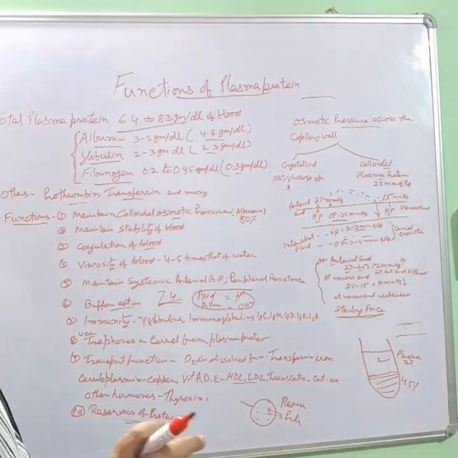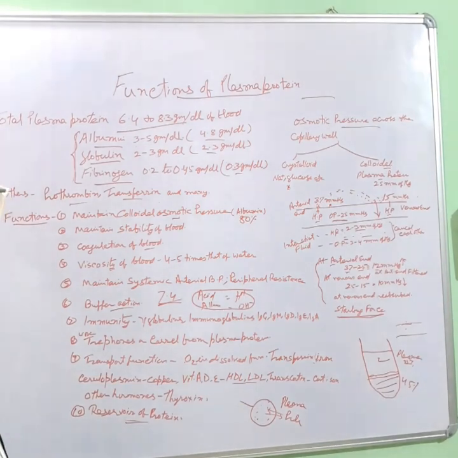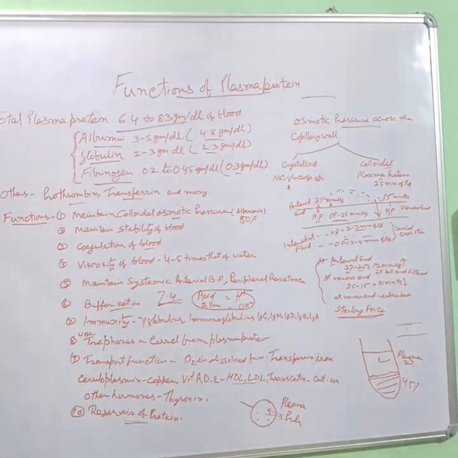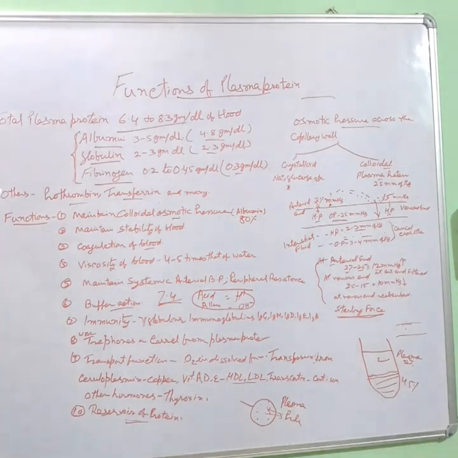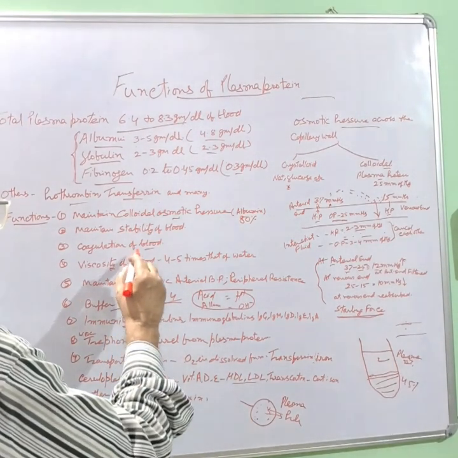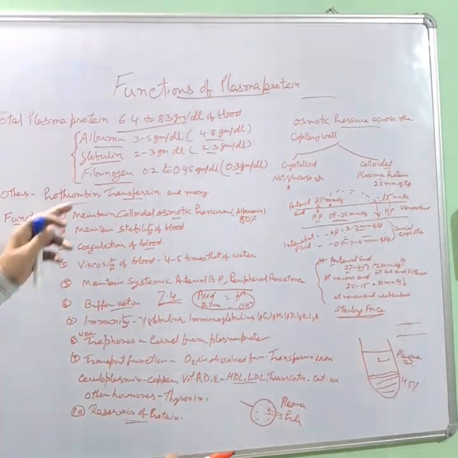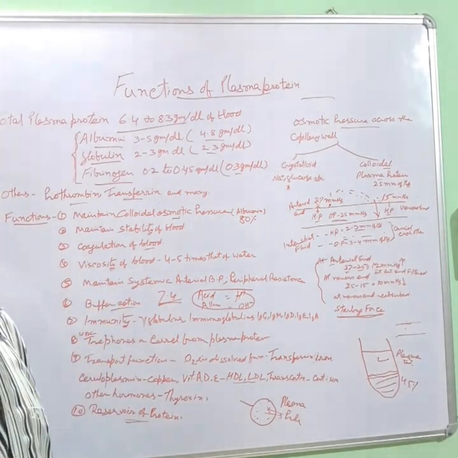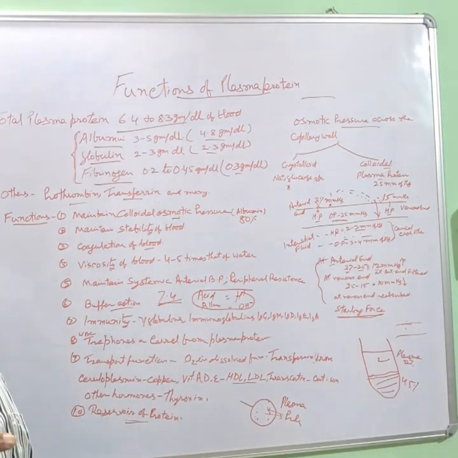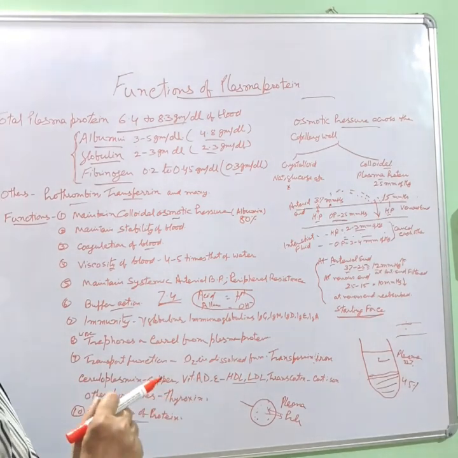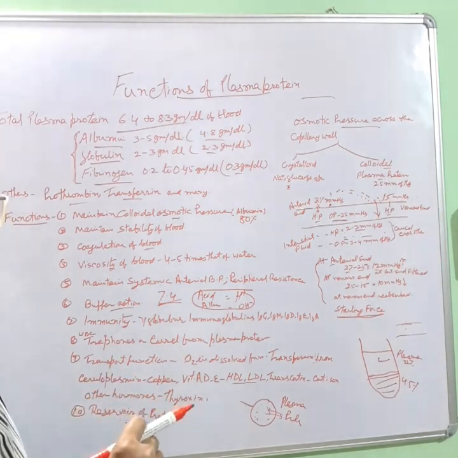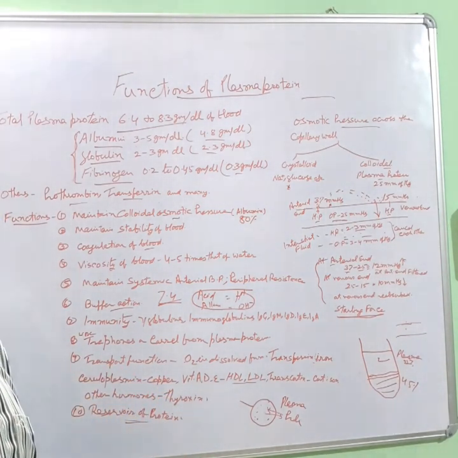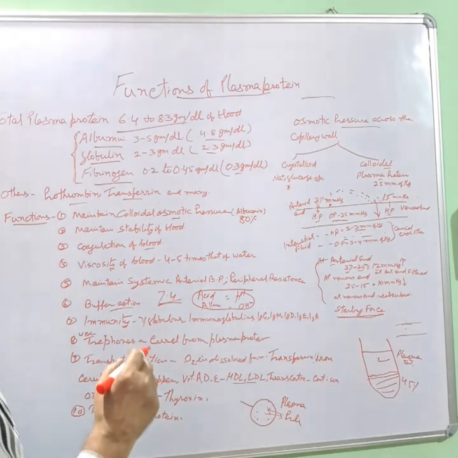Second is to maintain the stability of blood. Due to plasma protein, the RBC rouleaux formation is reduced and stability is maintained. Then coagulation of blood. Fibrinogen, prothrombin, etc. coagulation factors are there, which help in coagulation of blood. Then viscosity of blood is 4 to 5 times that of water.